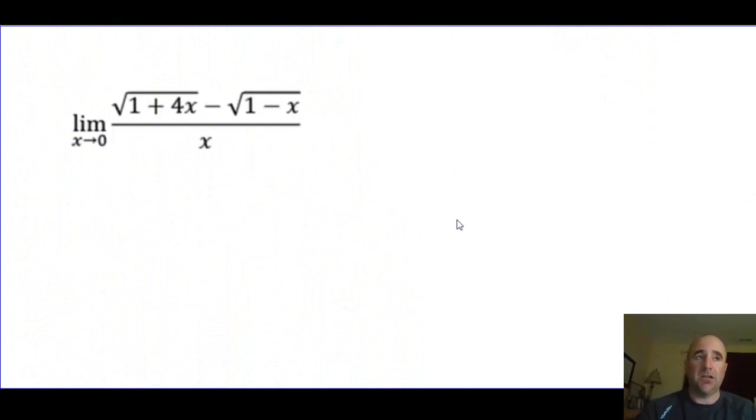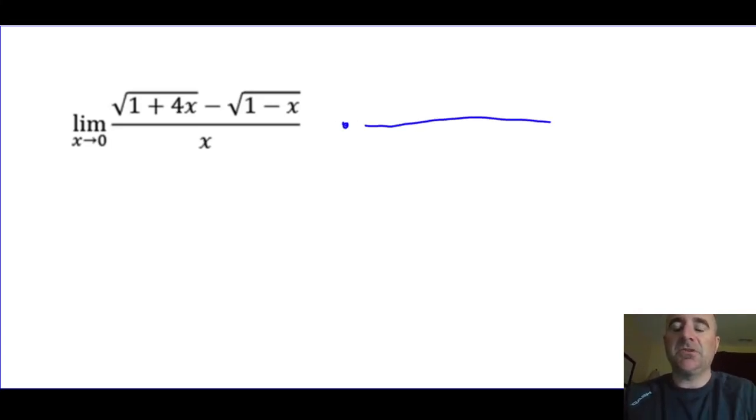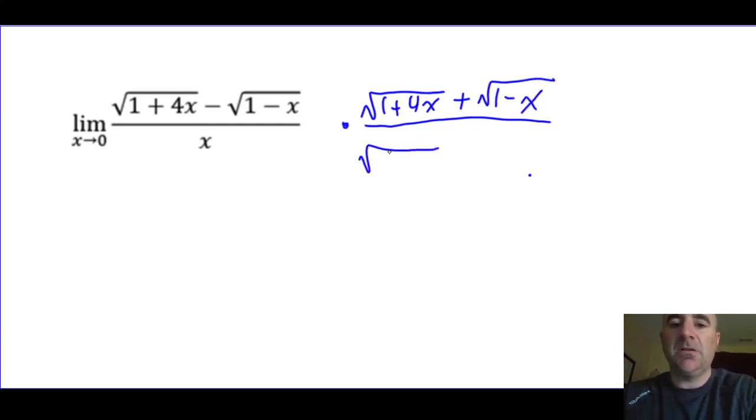From that last example, you should have a pretty good idea how to start this next one. It looks very similar, and it does require the same strategy, multiplying by the conjugate. 1 plus 4x plus the square root of 1 minus x. And of course, I have to do that on the bottom as well.